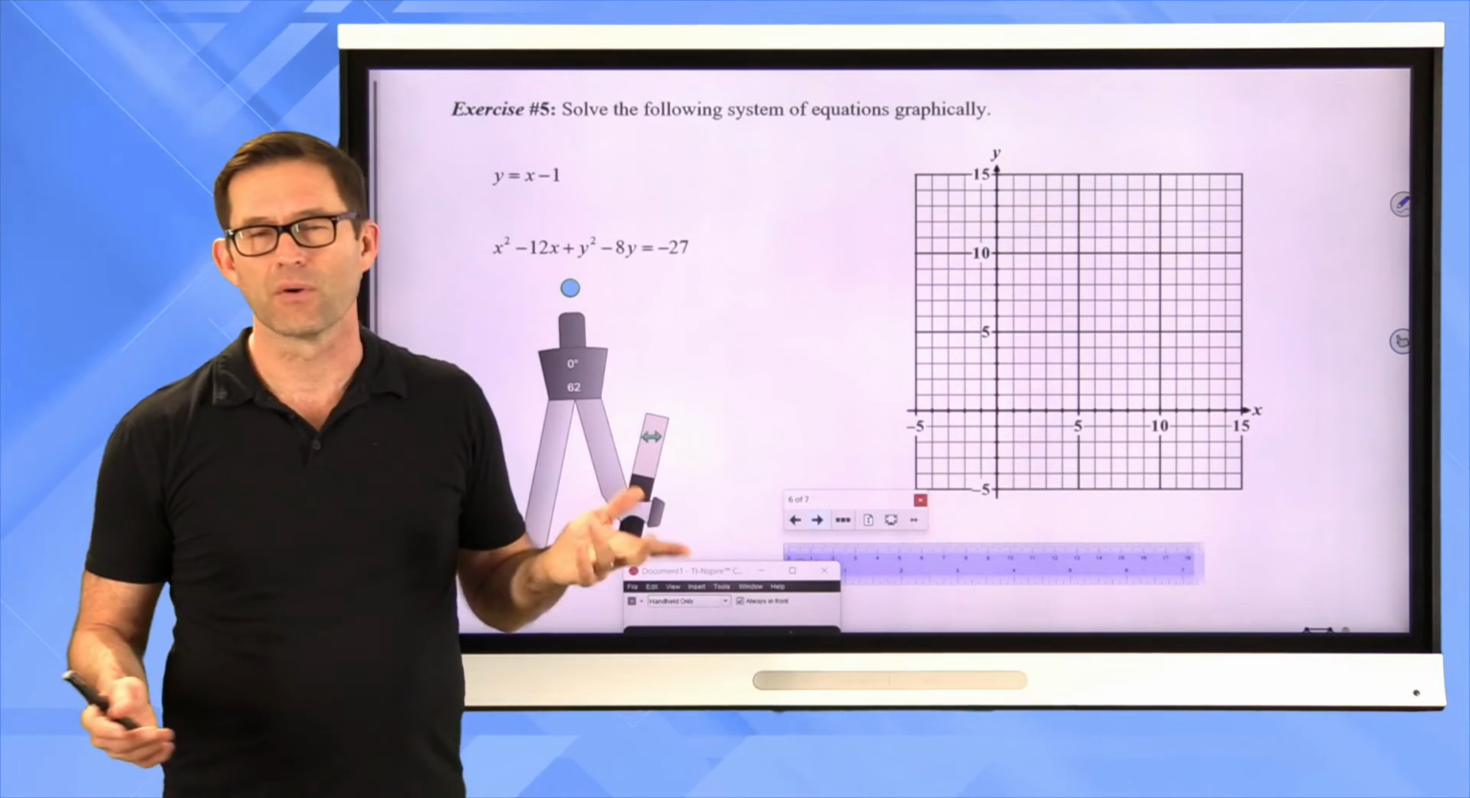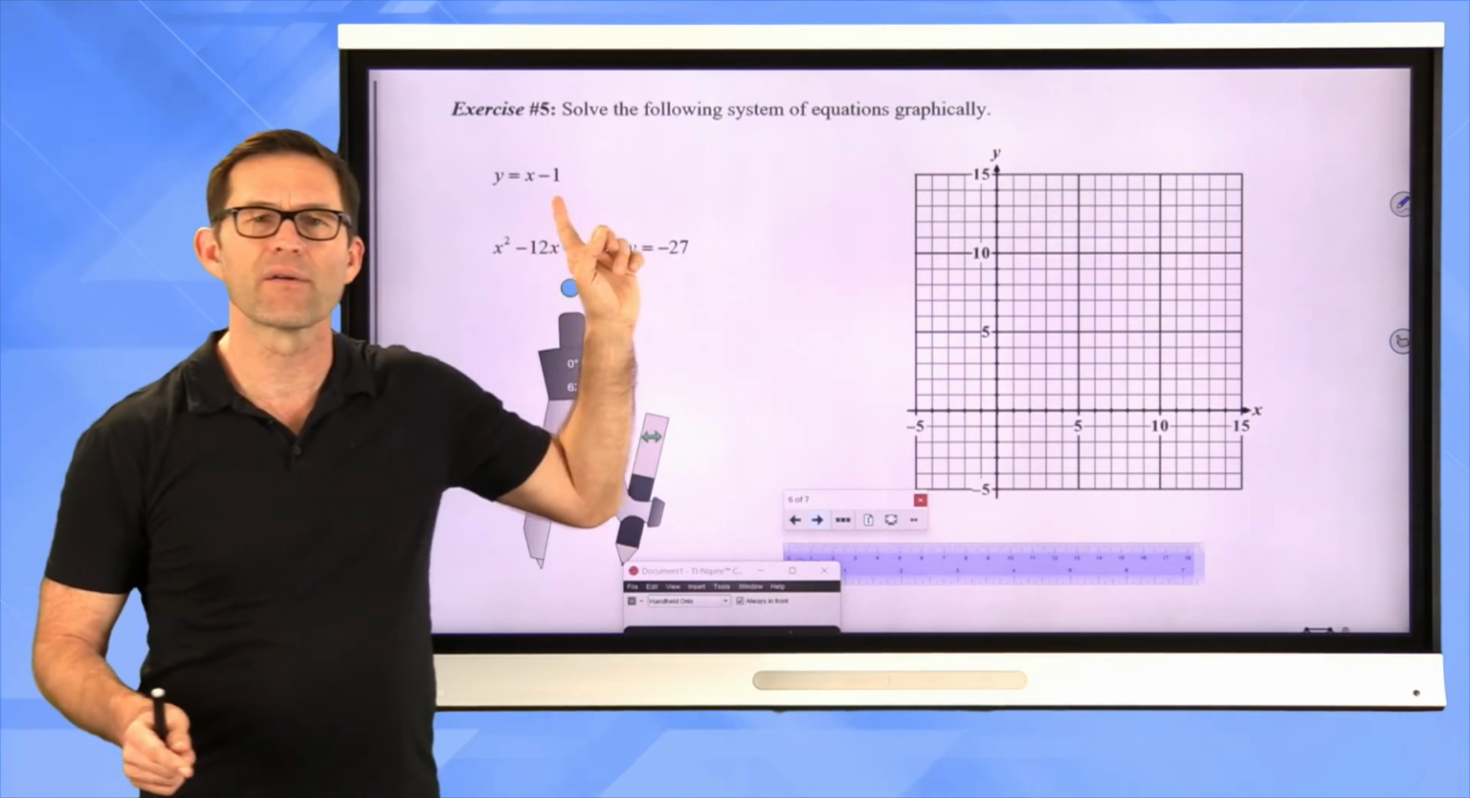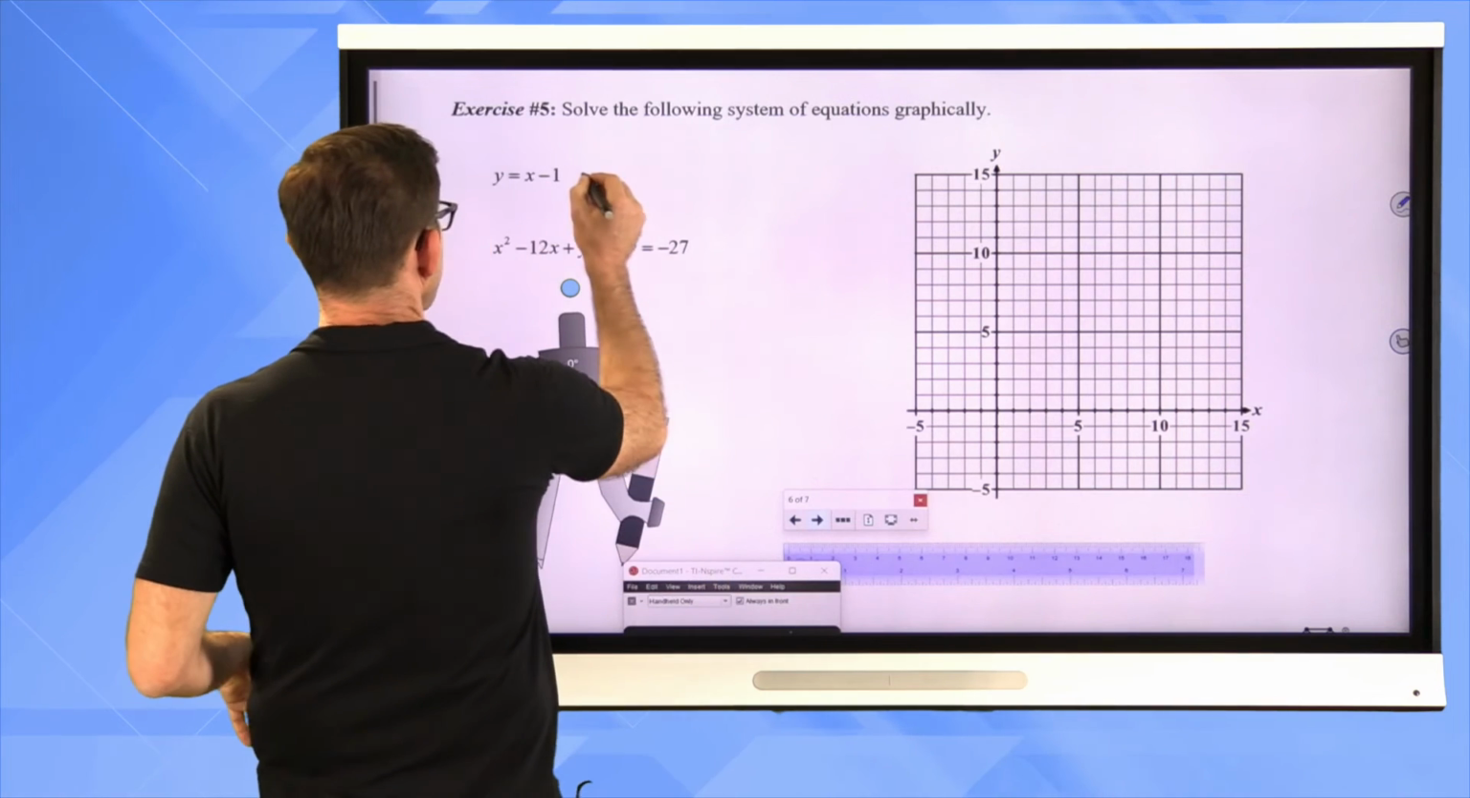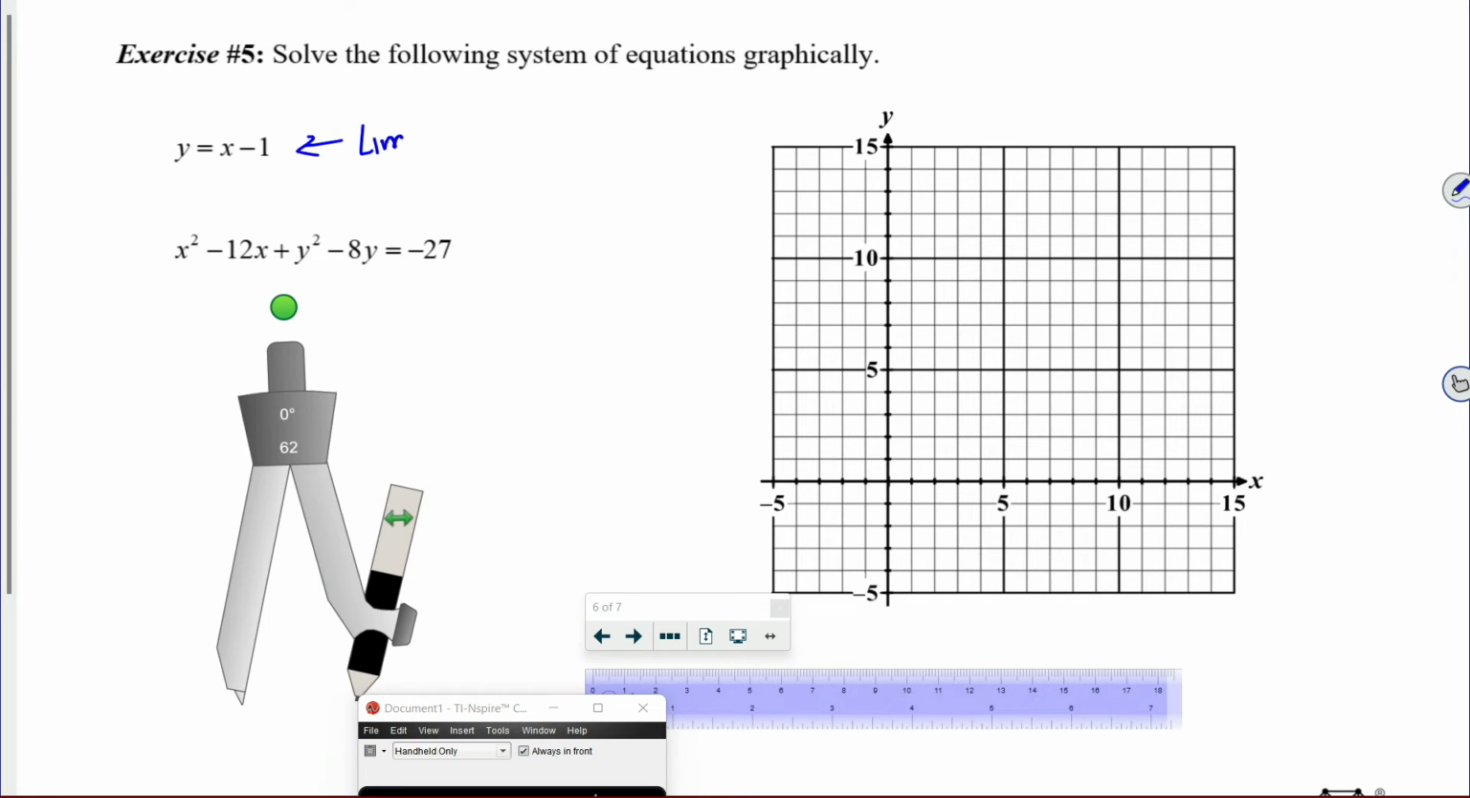But then we have a circle that we're going to have to graph. So maybe we'll take care of the line first, and then we'll come back and take care of the circle. Right? This is a line.